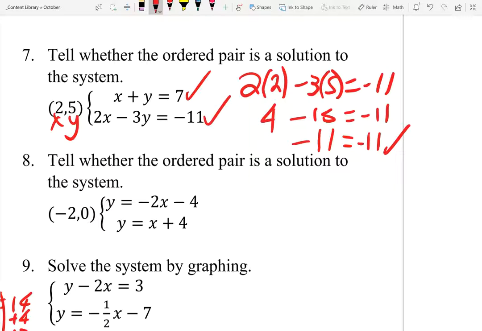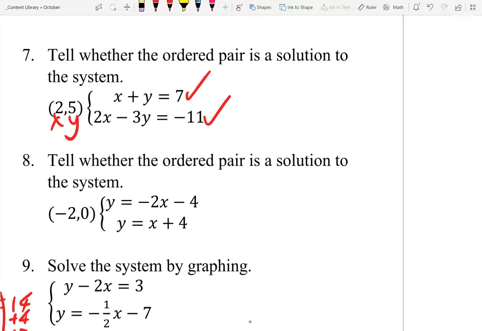This is true, which means overall that point works. (2, 5) belongs. It fits in both equations. So the answer here is yes. Make sure you show your work though, okay, like I did.